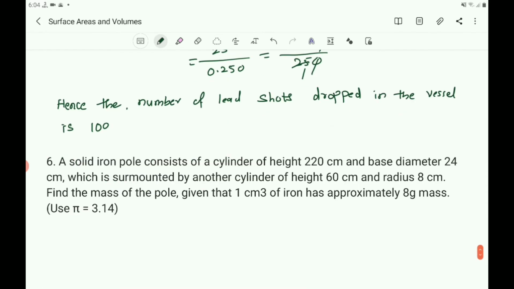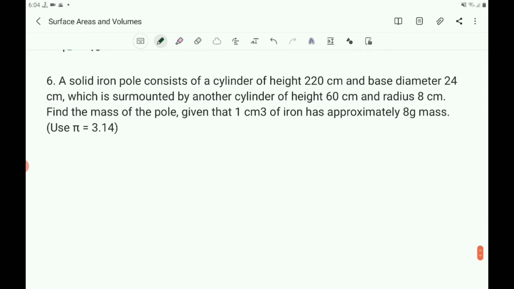Next, let us take the 6th question. What is the 6th question? A solid iron pole consists of a cylinder of height 20 centimeter and base diameter 24 centimeter, which is surmounted by another cylinder of height 60 centimeter and radius 8 centimeter. Find the mass of the pole given that 1 cm cube of iron has approximately 8 gram mass. Use pi equals 3.14. So let us draw the figure.